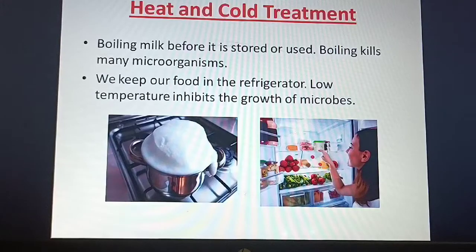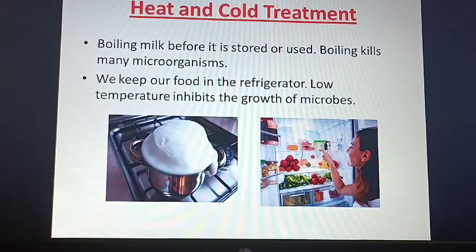Morning students. So in previous videos we had seen how to preserve food, maybe by common salt, preservation by sugar, and by oil and vinegar. So let's continue. This is another method, that is heat and cold treatment.